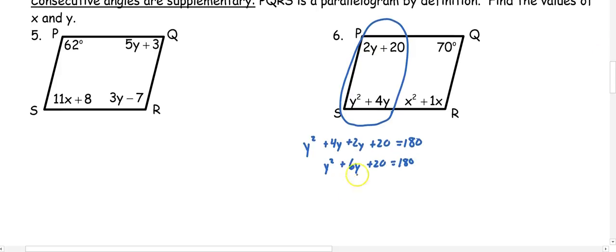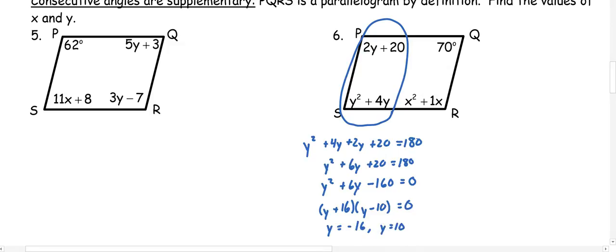So we need to move the 180 to the other side, so we get y squared plus 6y minus 160 equals 0. So we need two numbers that multiply to negative 160 and add to 6. So we have y plus 16 and y minus 10. When we solve, we flip our signs, so we get y is -16 and y is 10.